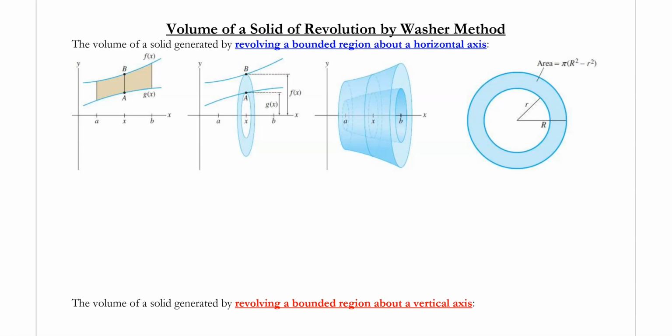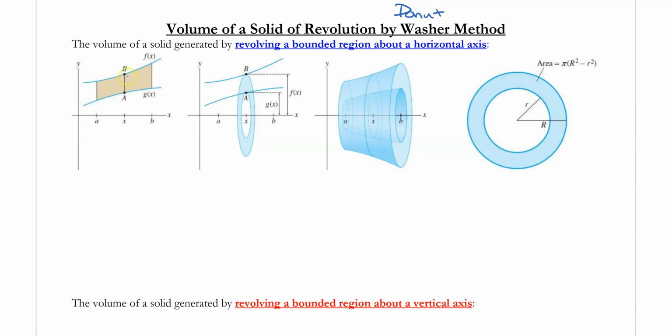Hello, and welcome to my video on volume of a solid of revolution by the washer method. This is going to look a lot like what we did for the disk method, but we're going to have what we call a washer or donut. You can think about a washer like a donut, where basically it's a circle with a circle cut out of it. So I'm going to show you the progression of thought here.